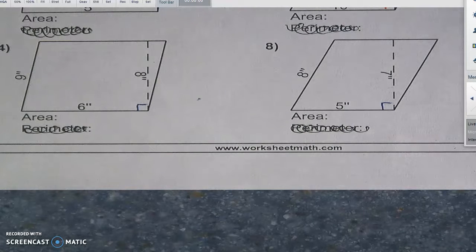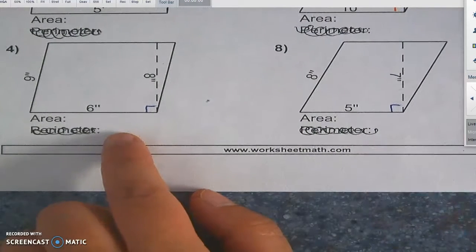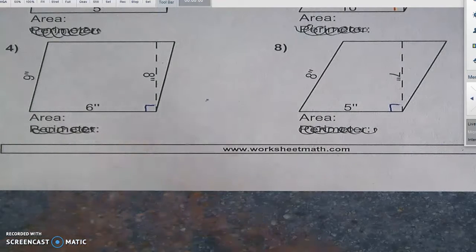Hey guys, this is Mrs. Cutting, and today I'm going to go over with you how to find the area and the missing side of a parallelogram. So here I have a parallelogram, and the first thing I need to do is figure out what's my base and what's my height.